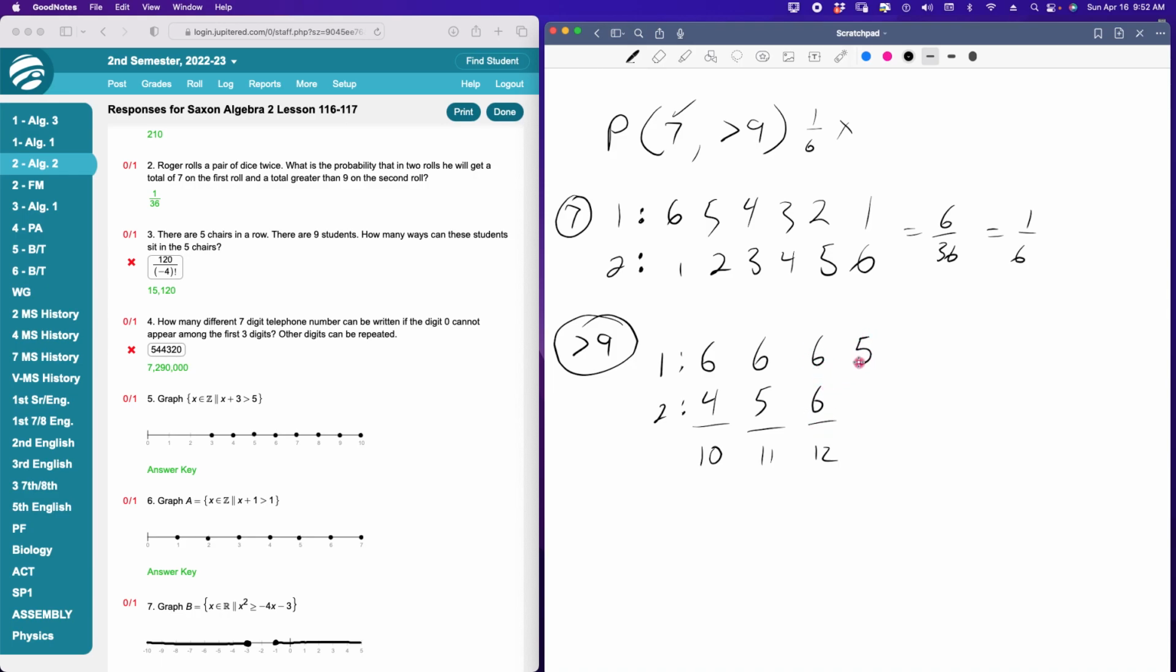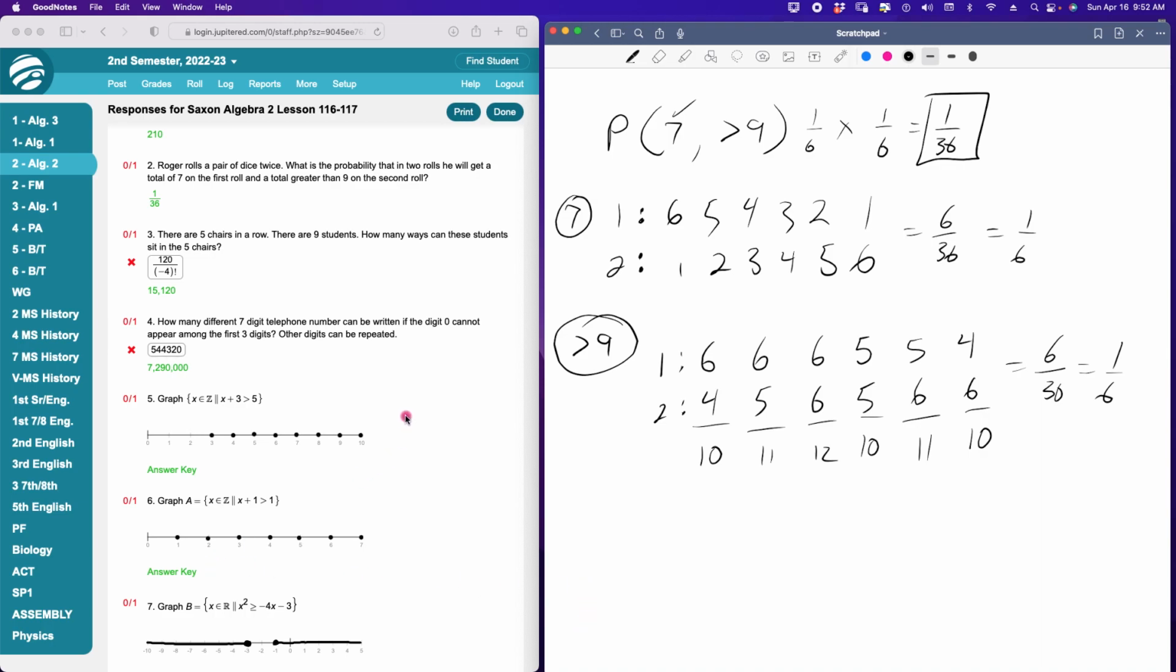The next number is 5. And we can roll a 5 to get 10. Or we can also roll a 6 to get 11. That's as much as we can get there. The next number that's possible is 4. And the only thing we can roll with a 4 is a 6 to get 10. We can't go any lower than 4 because then we would have 9, and it would be equal to 9, not greater than 9. So 1, 2, 3, 4, 5, 6. That equals 6 out of 36 chances, which reduces to 1 over 6. So we multiply that. We get 1 over 36 is our probability of getting that. 1 out of 36 rolls.